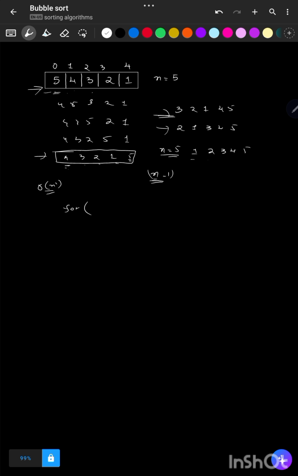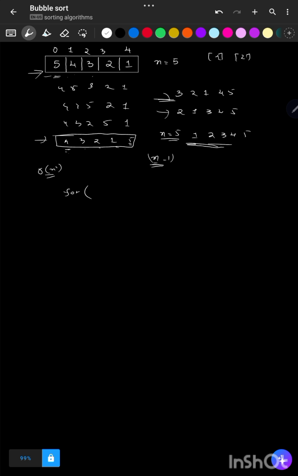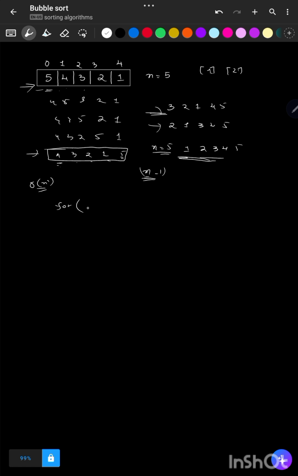I don't have to repeat the process for the last element, because we know that when the other n minus 1 elements have been sorted, the remaining is only one element. That will be in its proper position only, because an array of size 1 is always sorted, right? So therefore the loop runs n minus 1 times.